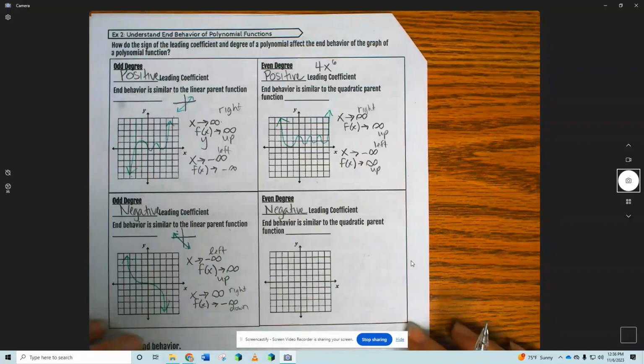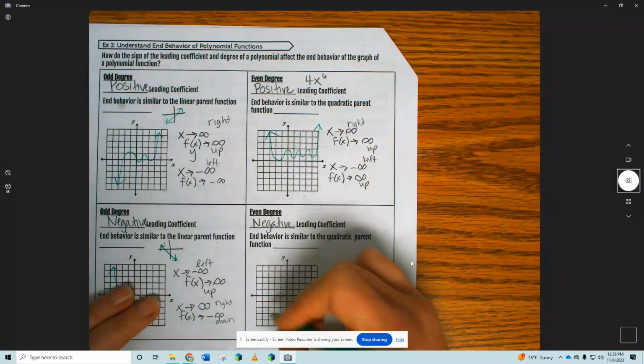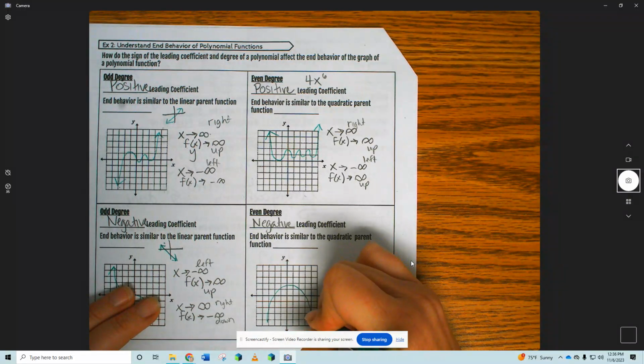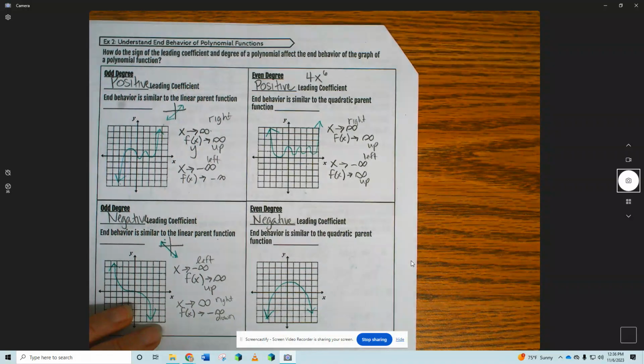And here's this. Negative even would be like this. I could just do a simple parabola also. How about that? That's a negative x squared.